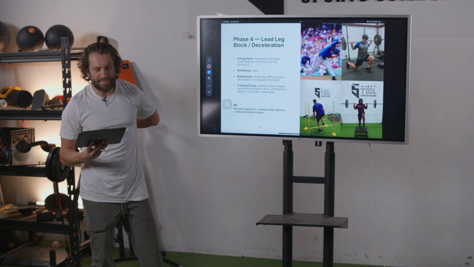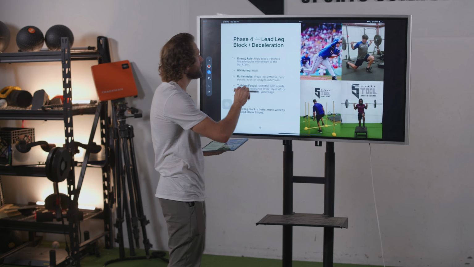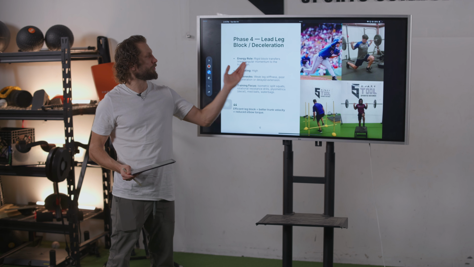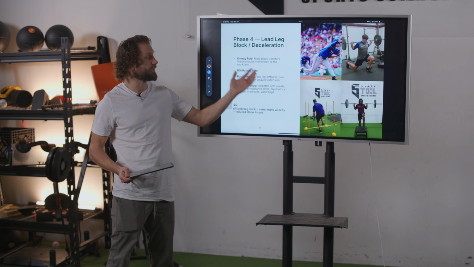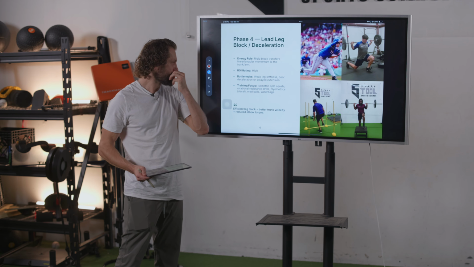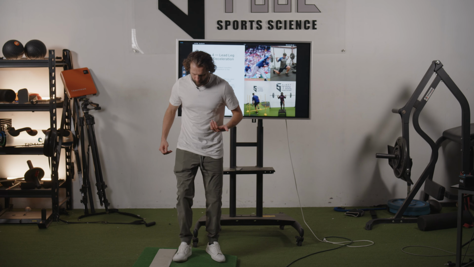Phase 4, lead leg block and deceleration, all right? So the role of this is to transfer the linear and angular momentum to the trunk and the arm. The ROI rating for this is high. The bottleneck is weak leg stiffness and poor deceleration or delayed extension, okay? So let's briefly talk about this. We've covered this at length in a lot of videos as well.